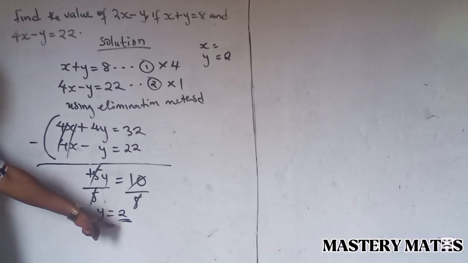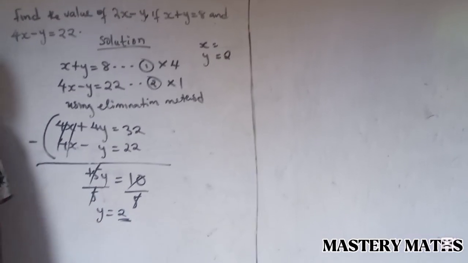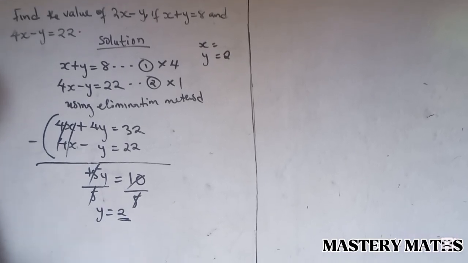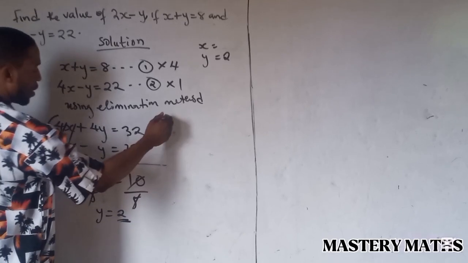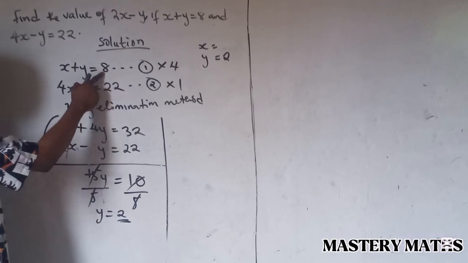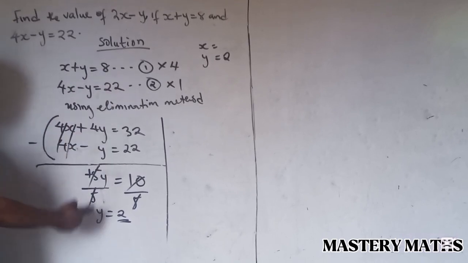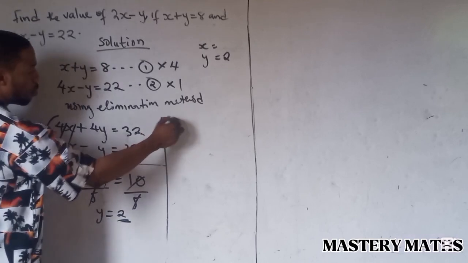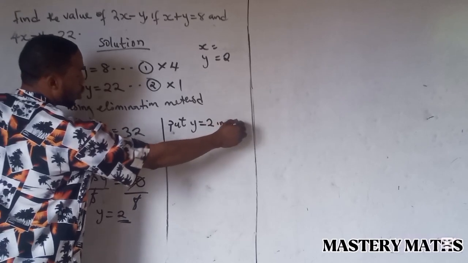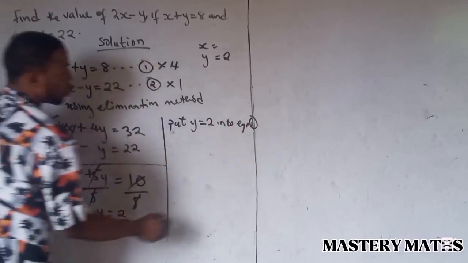Now, since we've gotten our y, how do we solve for x? Because x should be the next thing. Very simple. Remember we have equation 1 and equation 2. You put this y you have here now. Put y, which is 2, into equation 1. Let's put it into equation 1.